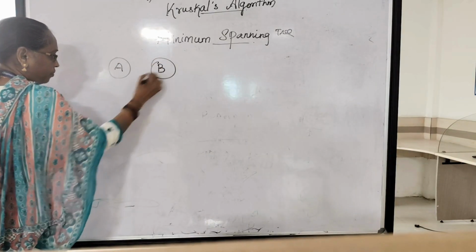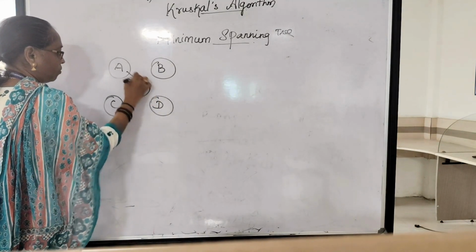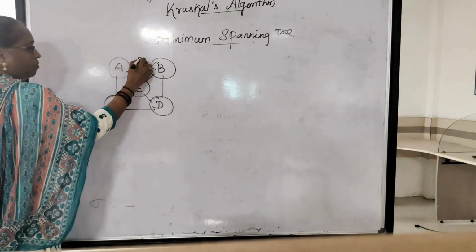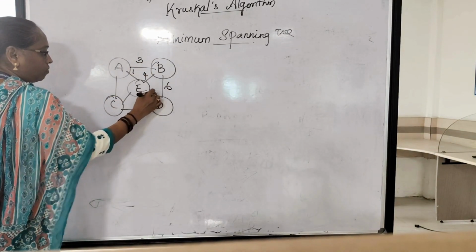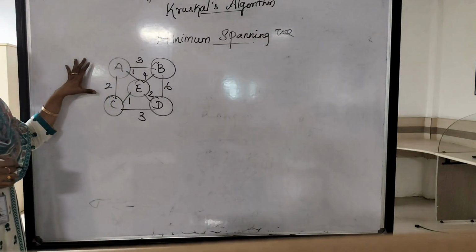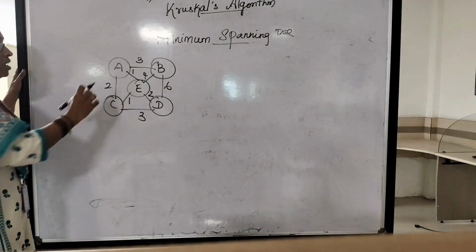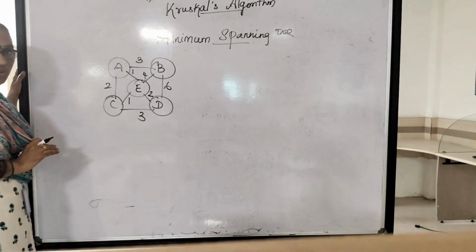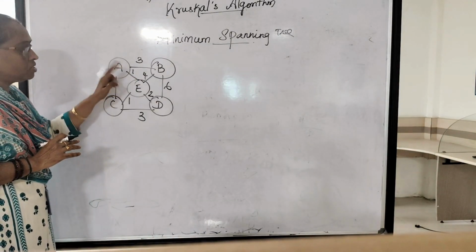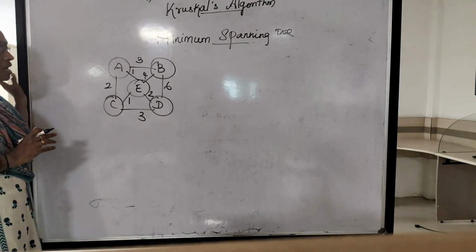Consider I have a graph like this, an undirected graph. I have 5 vertices and all the vertices are connected using the edges, right? So now I have A, B, C, D and E vertices, and this is an undirected graph. Undirected graph means there is no direction specified. So this edge connects A to B as well as B to A. So take this example.